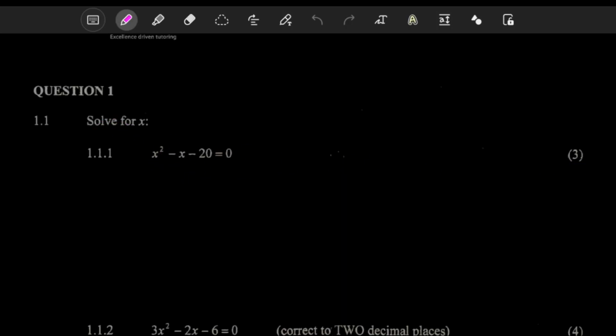Let's see here. We need to solve for x. These are the kinds of questions that you always need to get marks for, and the last thing you want to forget is to always double check your answers. Here I'm looking for my calculator because that's all I need right now. We're just going to get these 3 marks by using the quadratic formula.